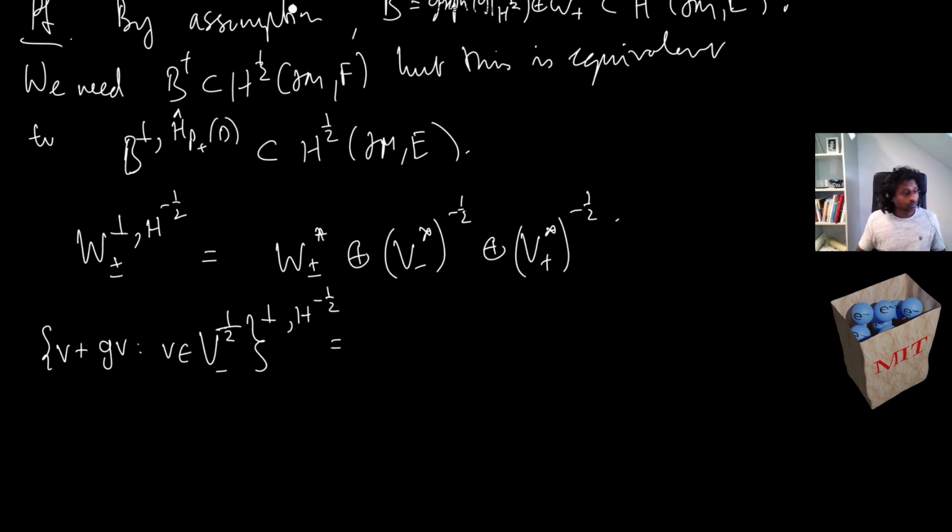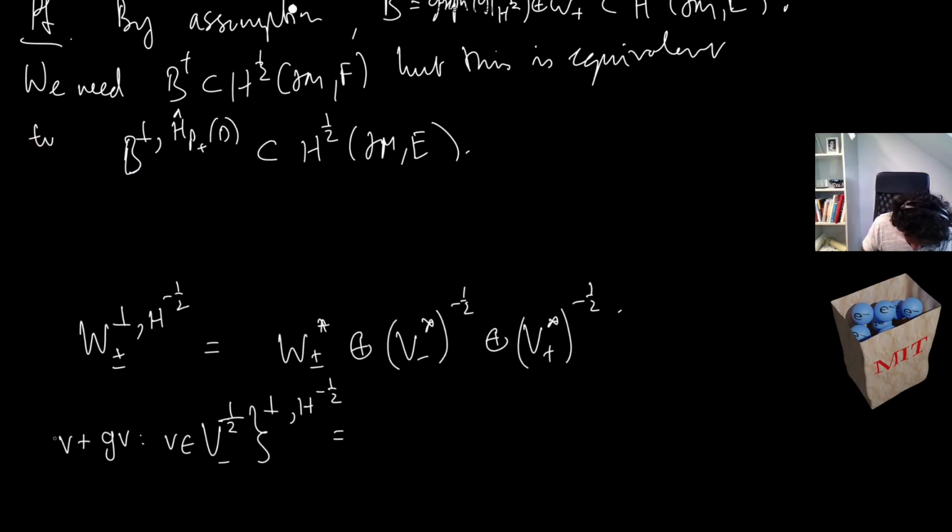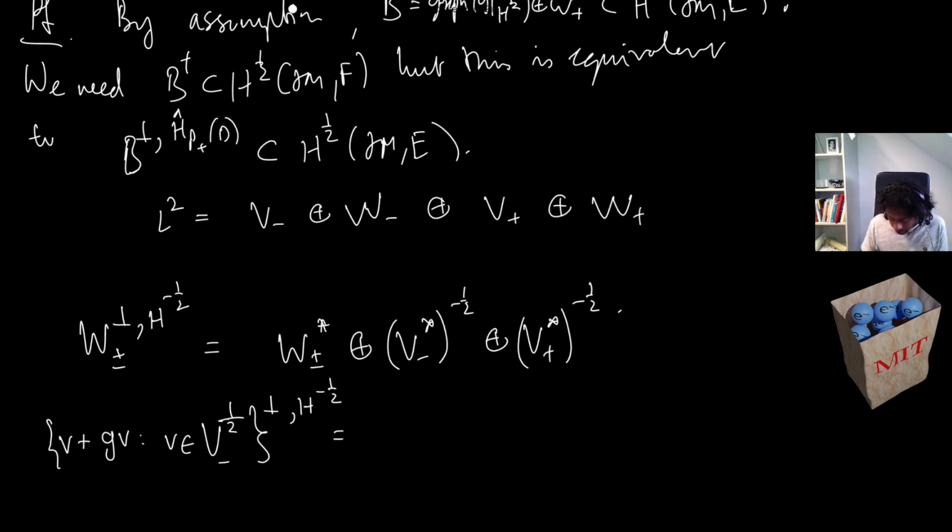Right, so what are the mapping properties of G? So G maps, so maybe I should have recalled that. So L2 is equal to V minus plus W minus plus W plus plus V plus plus W plus. And G maps from V minus to V plus, right?